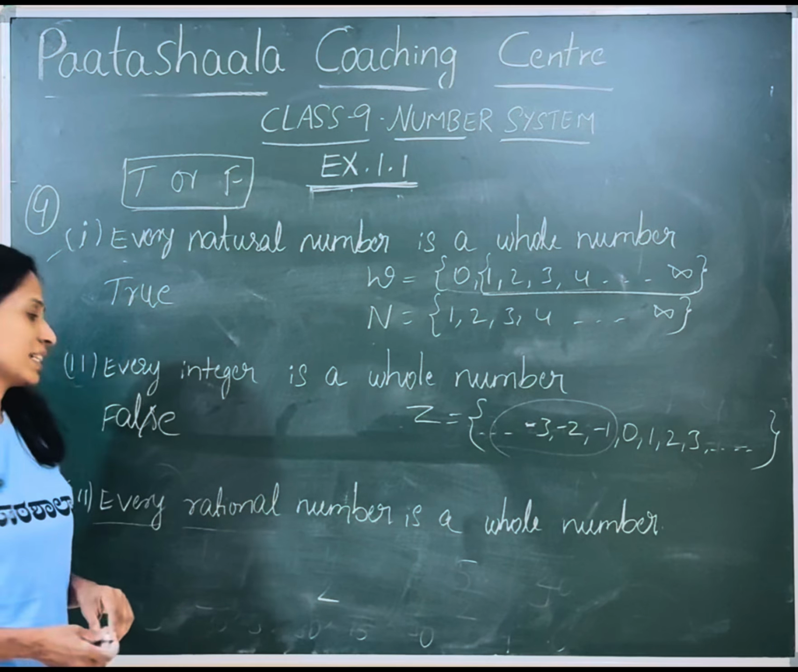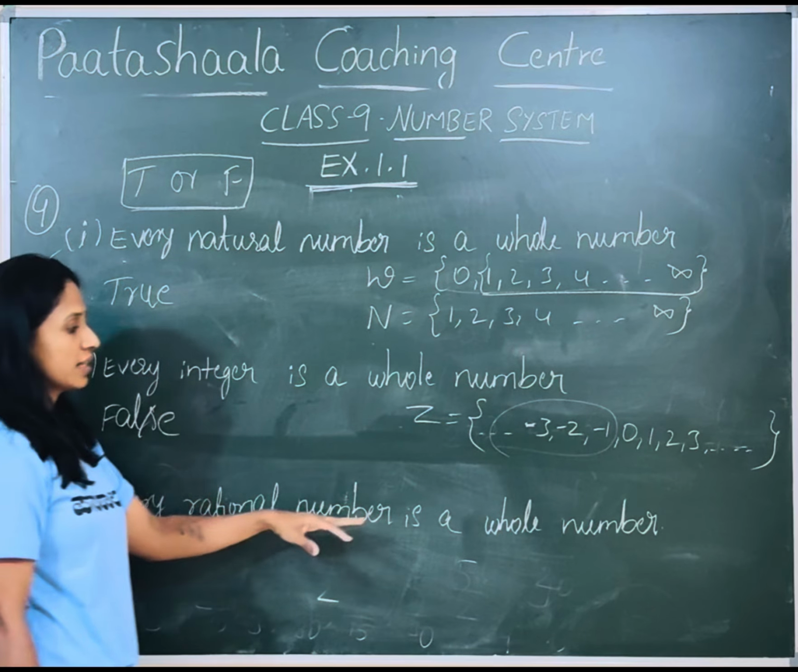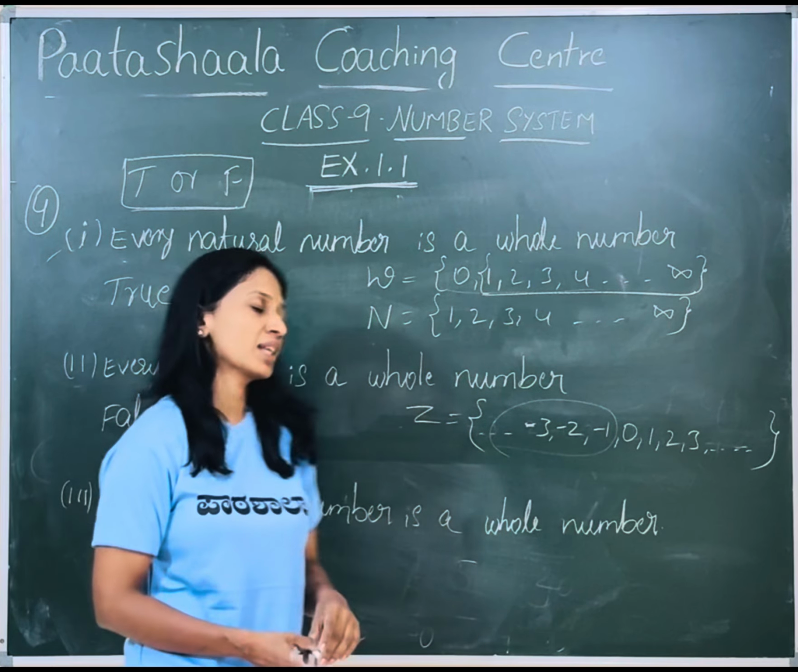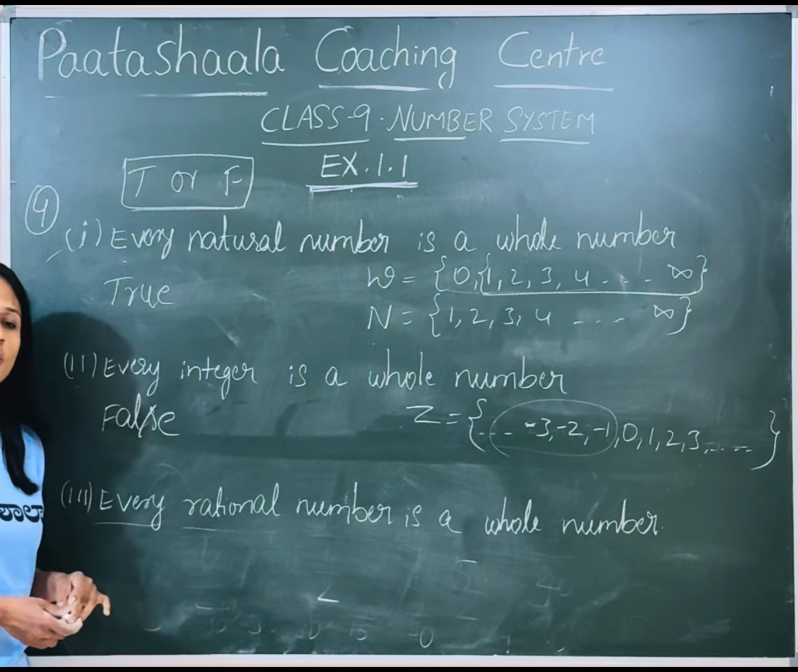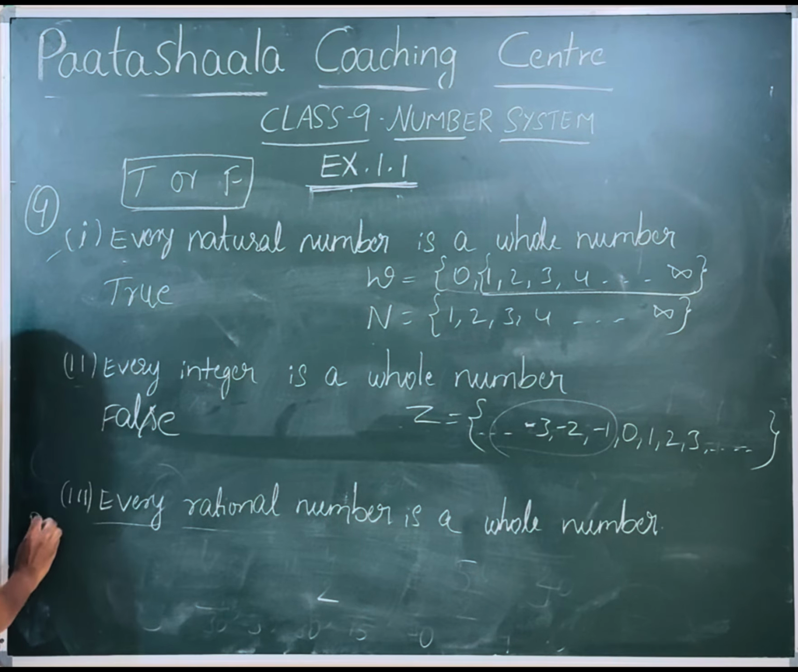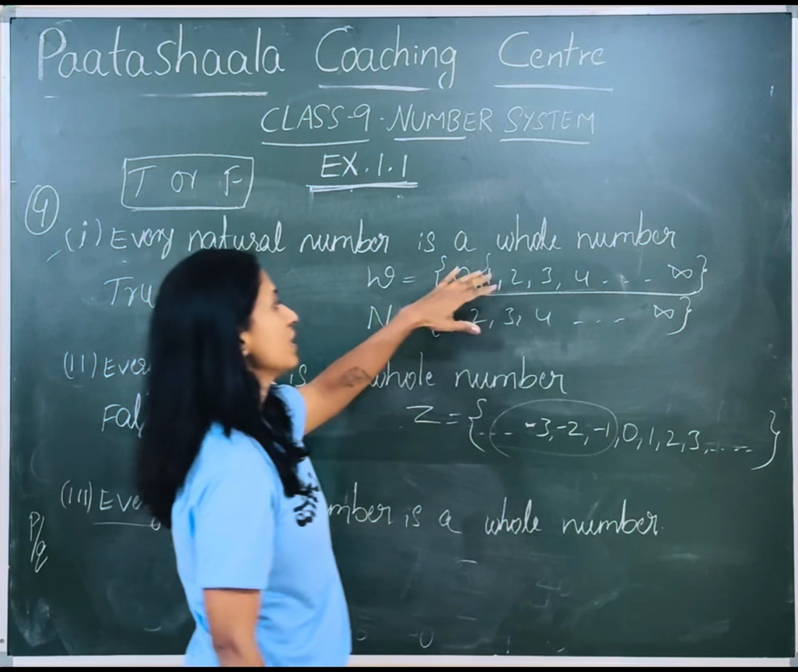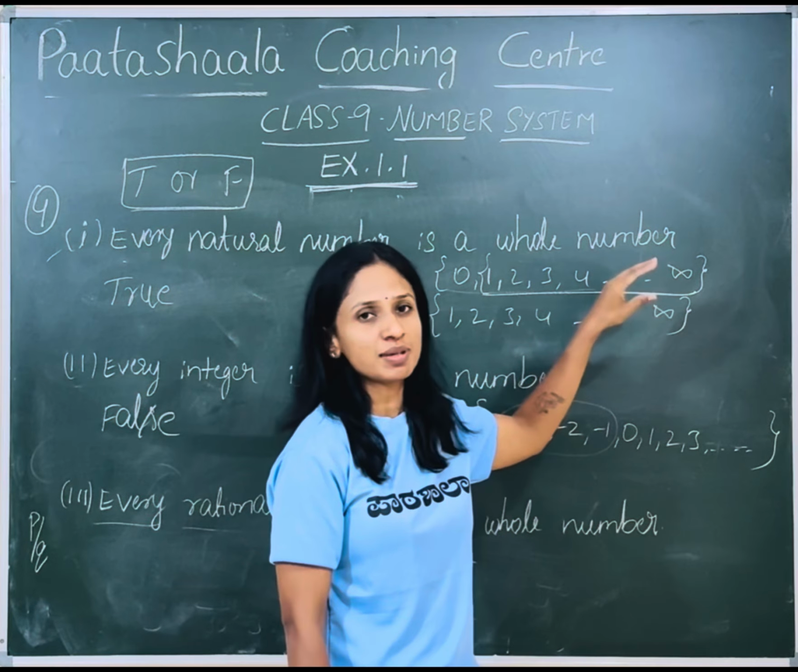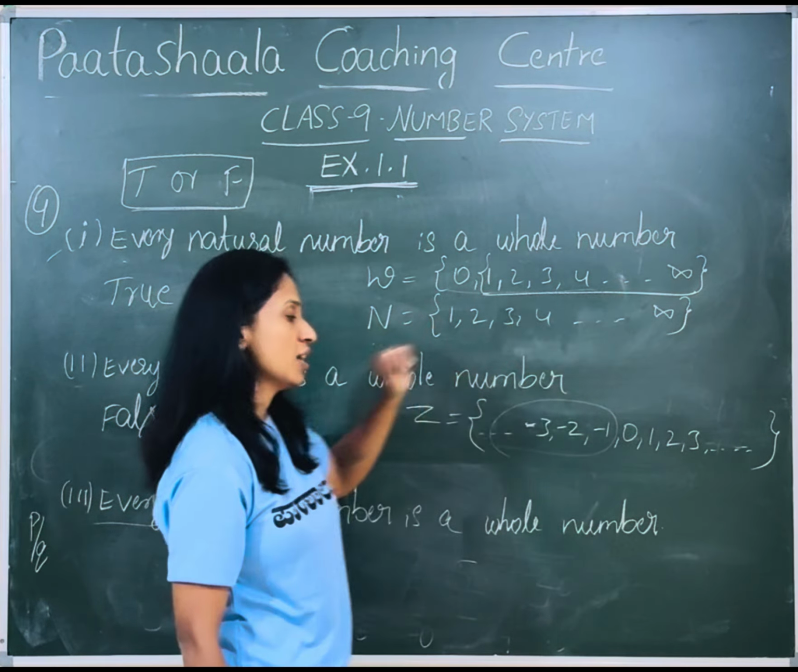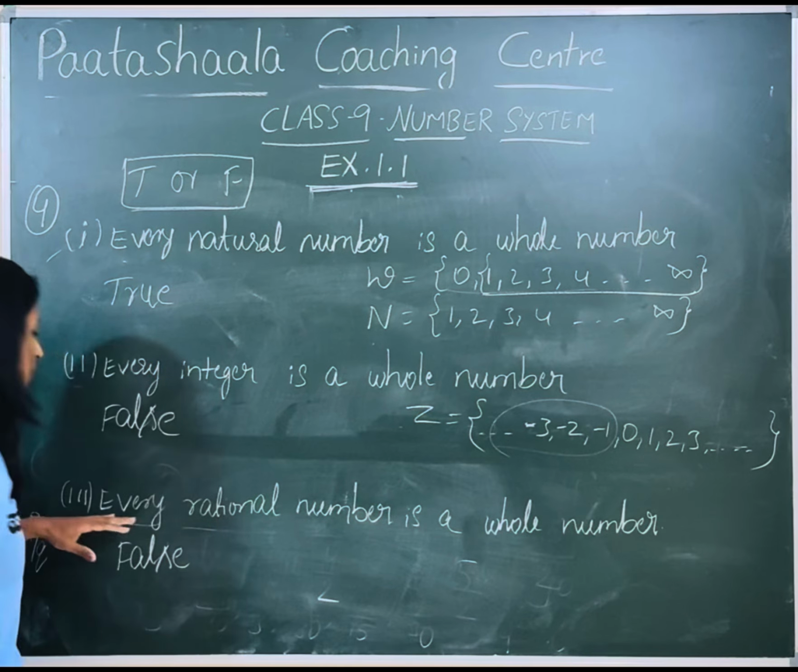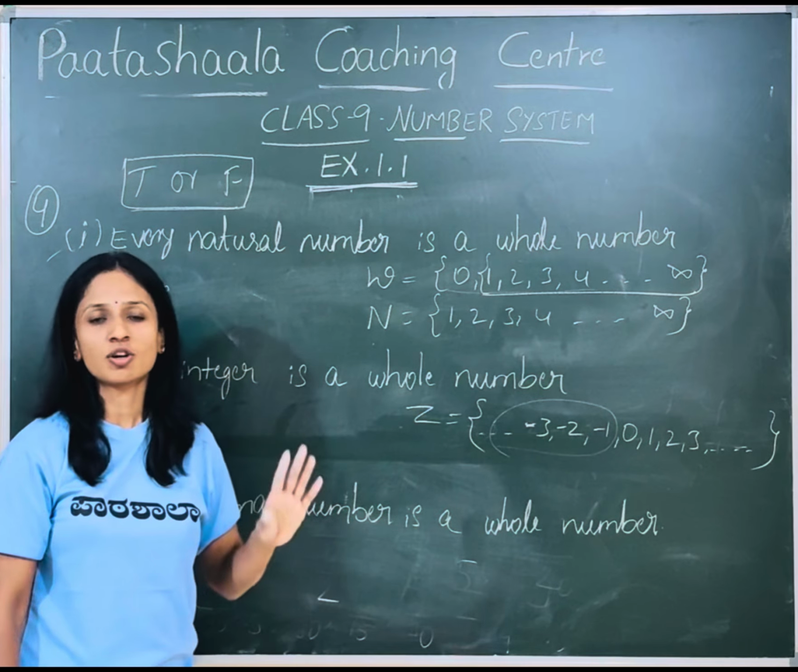The third one is every rational number is a whole number. What are rational numbers? The numbers which can be expressed as p by q. So what are whole numbers? Whole numbers are the numbers which don't contain any decimals or fractions. So the statement is actually false. We'll write the answer first, then I'll explain why it is false. Every rational number is not a whole number.